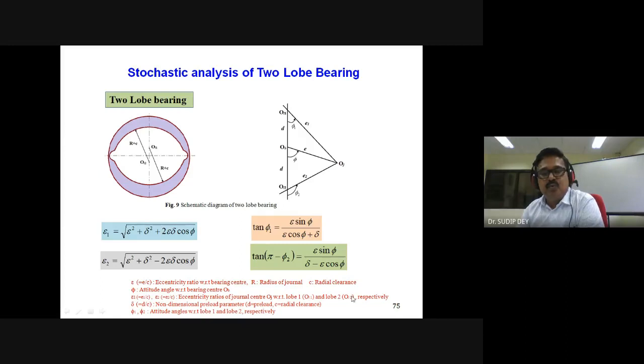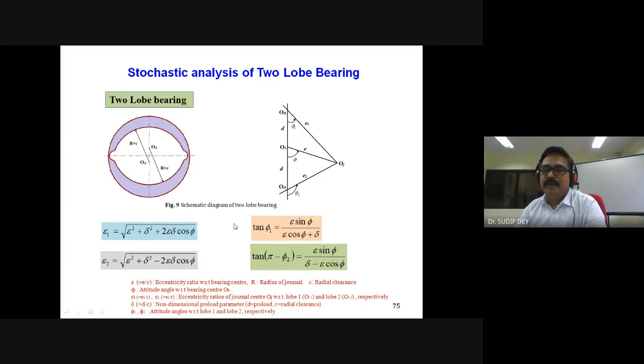And the lobe 2, and delta is the non-dimensional preload parameter, which is nothing but D by C, where D is the preload and C is the radial clearance. And phi 1 and phi 2, these are the attitude angle with respect to the lobe 1 and lobe 2 respectively. Okay, so based on this geometry, we have the empirical relationship between these two. We have established it geometrically.